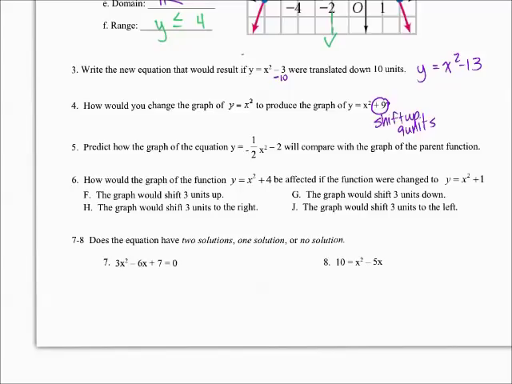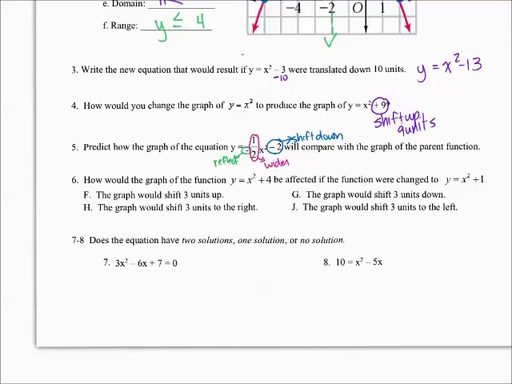On number 5, we're going to look at how that graph is going to be different from your parent function, which would happen to be quadratic. So I'm going to look at the negative first. The negative means that it would reflect. The 1/2 controls whether it gets narrower or wider, and since it is less than 1, it's going to get wider. And then finally the -2 at the end means that it is going to shift down 2 units.